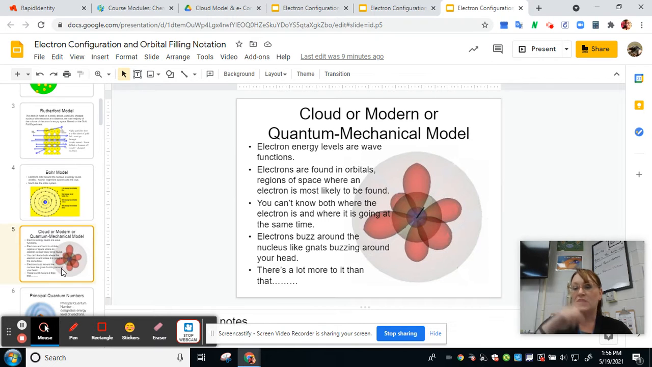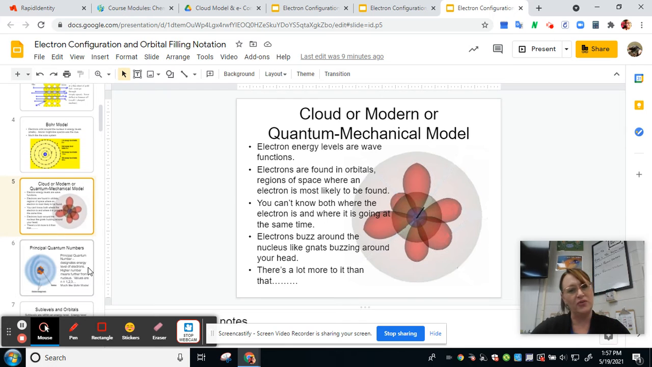Think about spokes on a bicycle wheel. When the bicycle wheel is moving really fast, the spokes look like a solid cloud. Same thing here. The electrons are moving so fast, they look like a cloud. But there's a lot more to it than that. So let's dive into this cloud model.